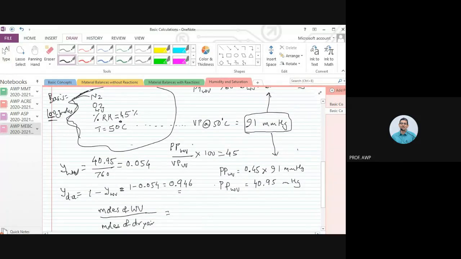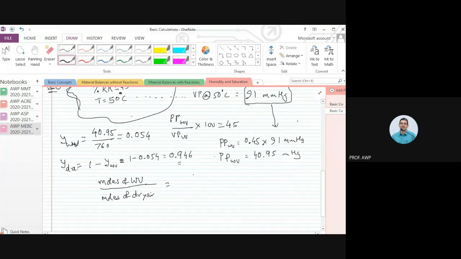Let me just explain. Whoever wanted this 100 gram moles as basis, okay, fine. We take 100 gram moles as basis. Then moles of water vapor would be 100 multiplied by 0.054, because the mole fraction is 0.054. Moles of dry air would be 100 multiplied by 0.946. So whether I take basis as 100 or as 1, it just cancels out. Do you agree? So it is 0.054 divided by 0.946. Okay, so this is 0.057.